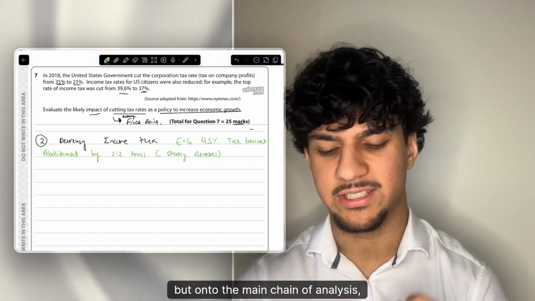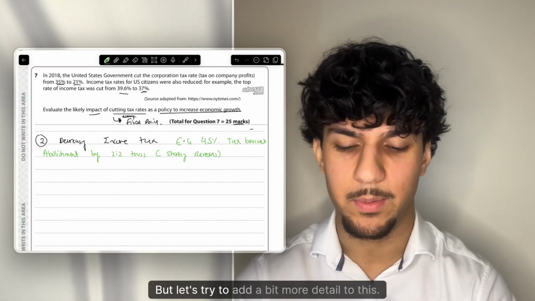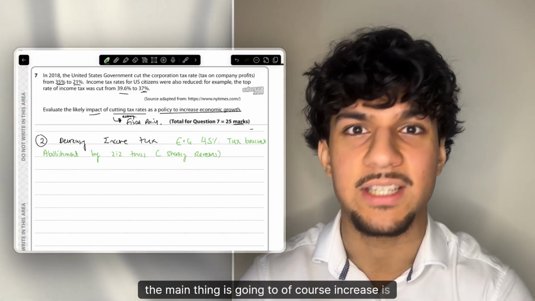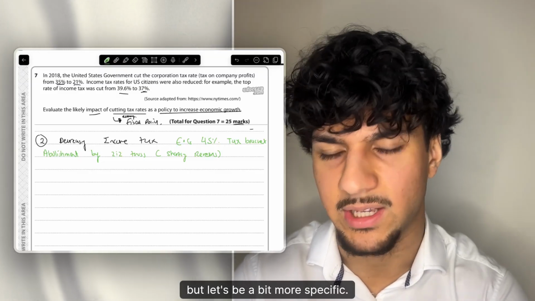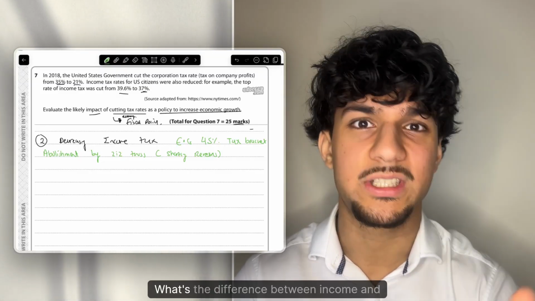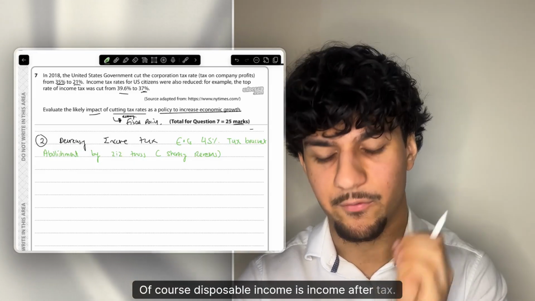But on to the main chain of analysis. Decreasing income tax is always going to be a fairly simple chain of analysis, but let's try to add a bit more detail to this. So decreasing income tax, the main thing is going to, of course, increase income, but let's be a bit more specific. So it's going to increase individuals' and households' disposable income. What's the difference between income and disposable income? Of course, disposable income is income after tax.